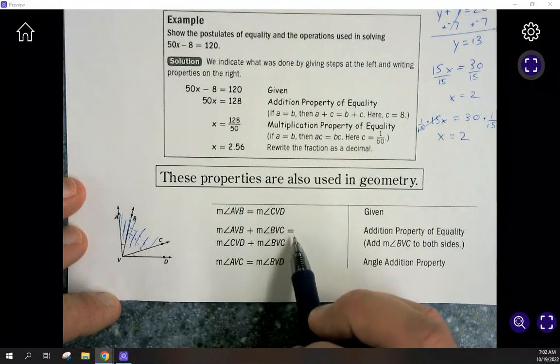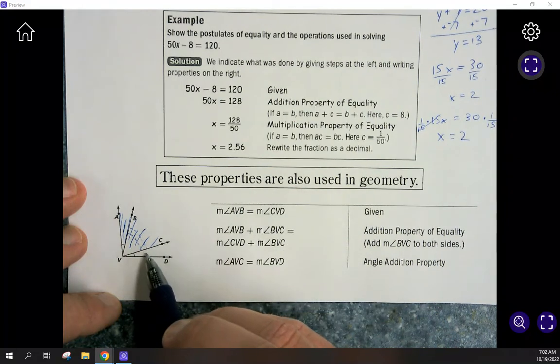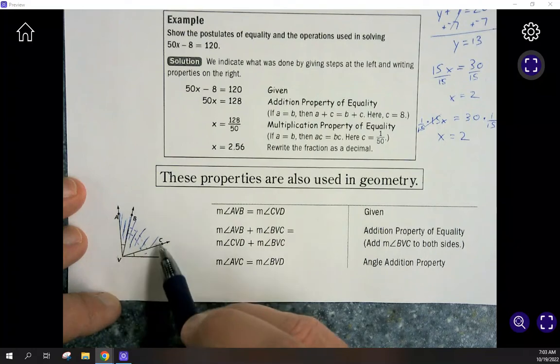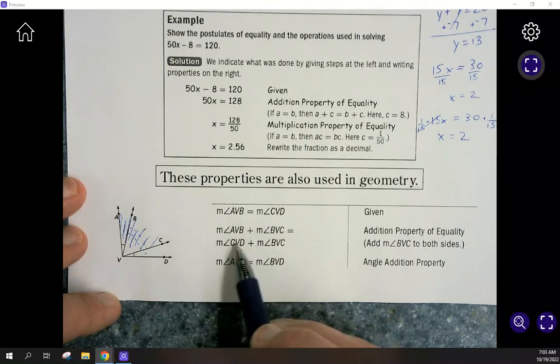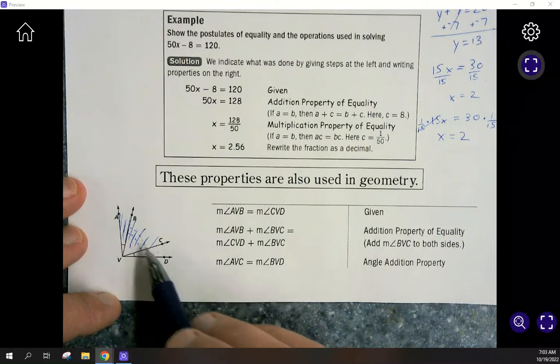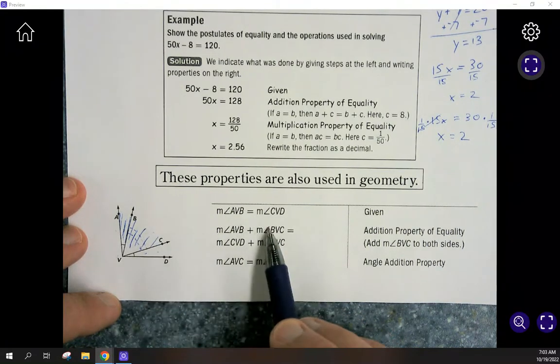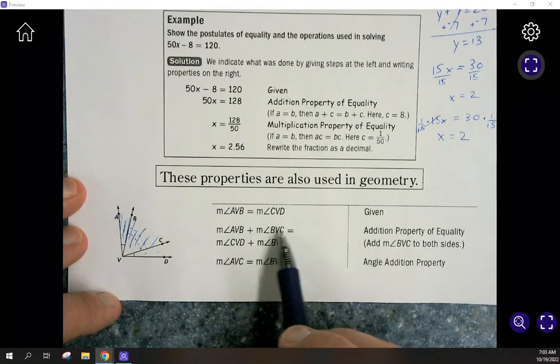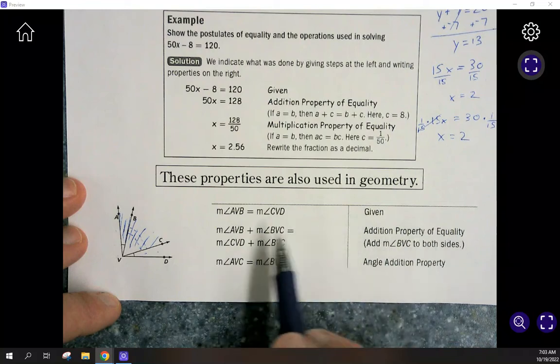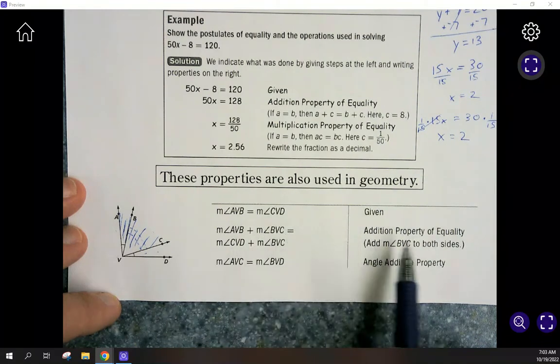That has to equal CVD plus BVC. So this little angle and BVC added to it, they have to be equal to each other because these two were equal to start with, and I'm adding the same thing to both of them. So therefore, they're still going to be equal to each other. And so this is the addition property of equality. I'm allowed to add the same thing to both sides.